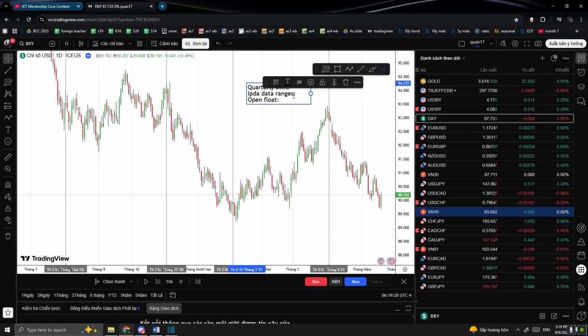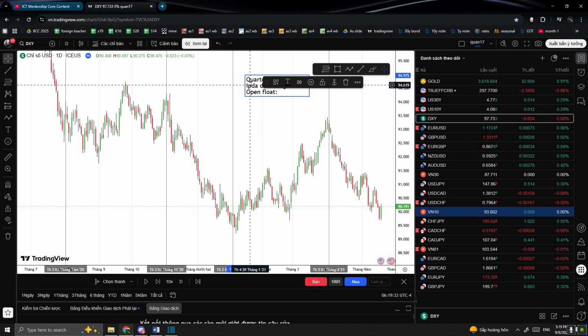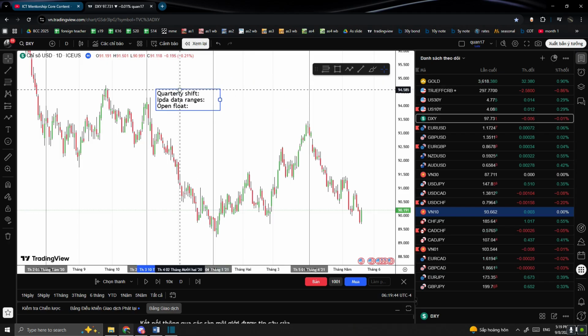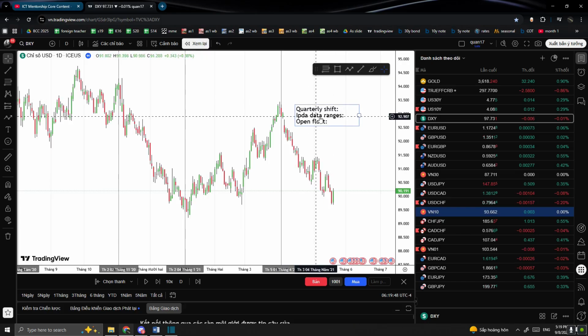IPDA data range. What is the IPDA data range? I think IPDA data range and open float are like the hardest. It's the part where every individual who has gone through the core content and mentorship may start to have an obstacle here, especially with the data ranges and open float.